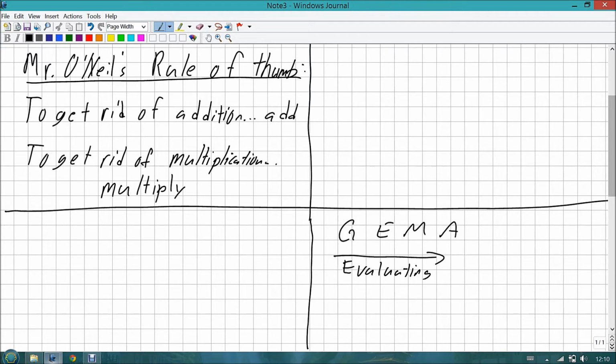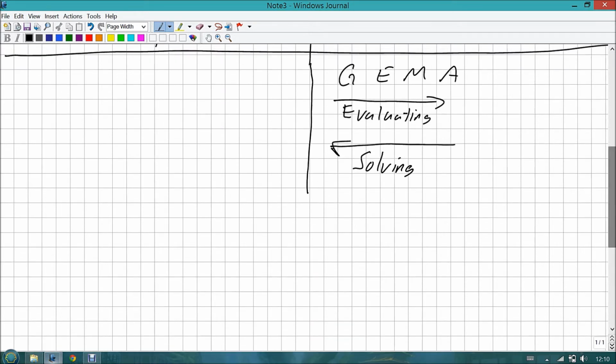We go backwards. We go from right to left when we're solving. So instead of doing addition last, we do addition first. Instead of doing multiplication next to last, we do multiplication second. Instead of doing exponents second, we do exponents second to last. And instead of doing grouping symbols first, grouping symbols are the last thing that we deal with when we're solving. Isn't that awesome?